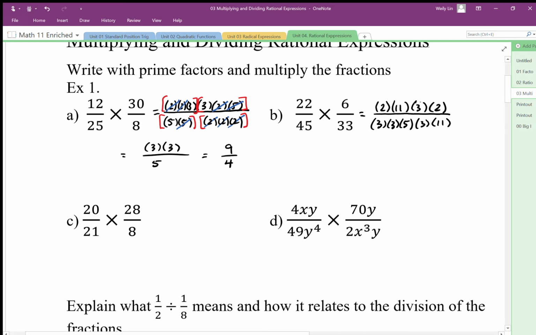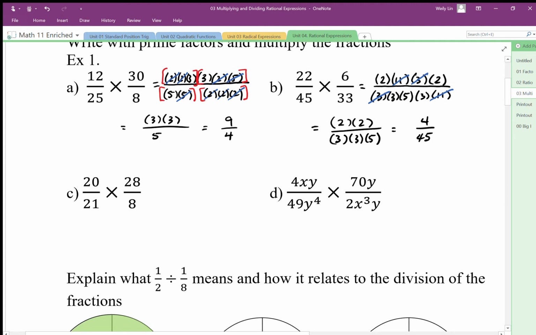I know that times 11, divide by 11 will undo each other. Times 3, divide by 3 undo each other. And it looks like that's it. So what I'm left with is 2 times 2 in the numerator. In the denominator, I'm left with 3 times 3 times 5. Okay, so we can show that as 4 over 45.